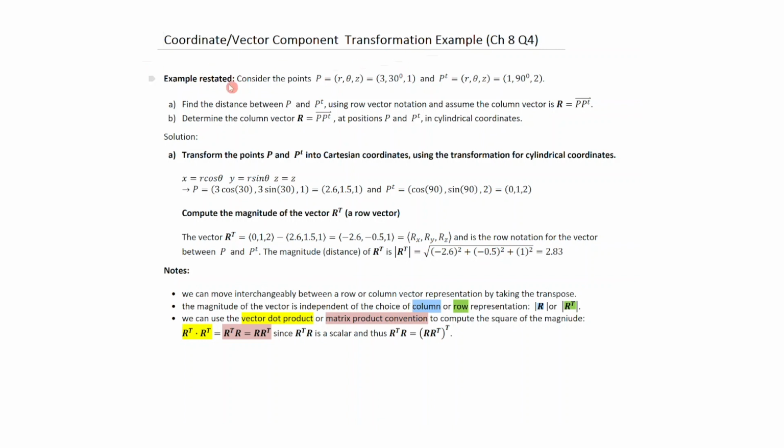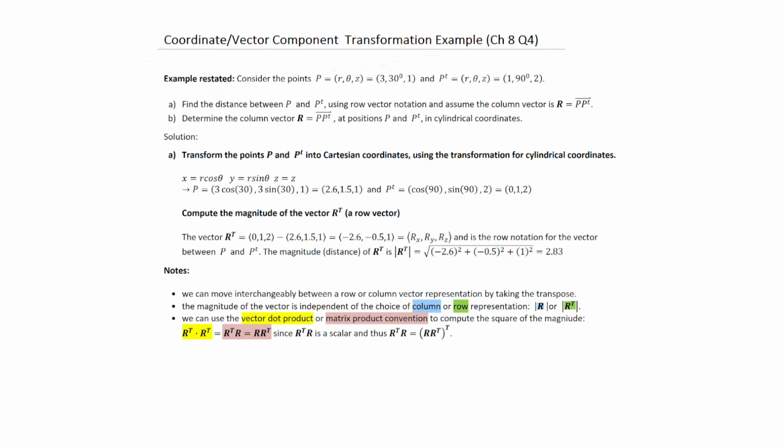So first of all, I'll restate the problem here. Consider the two different points. And so then the question is: find the distance between P and PT using row vector notation, and assume the column vector is R equals PPT. Secondly, determine the column vector R equals PPT at positions P and PT in cylindrical coordinates.